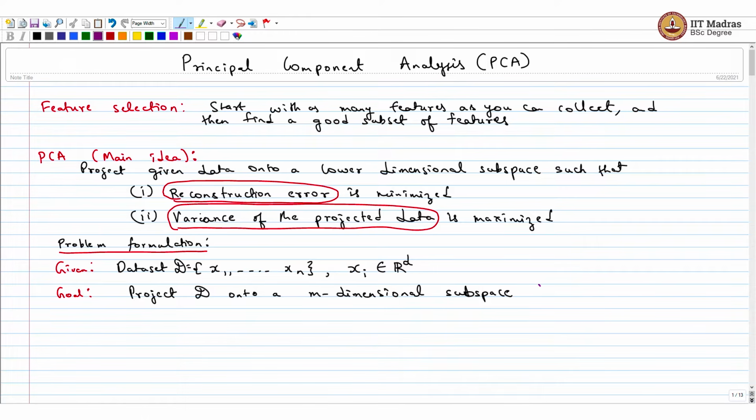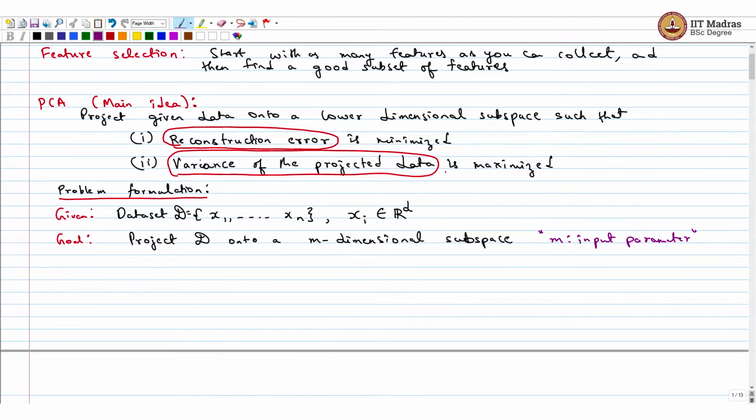Now, important, m is an input parameter. You fix this parameter beforehand. Imagine you fix a lower dimension, you fix the dimension of the subspace that you want to project onto. And now given this parameter, you want to find the best m-dimensional subspace to house this data. So we'll arrive at the PCA algorithm in a constructive manner. I won't specify the algorithm and try to deconstruct. Let's start with the problem itself.